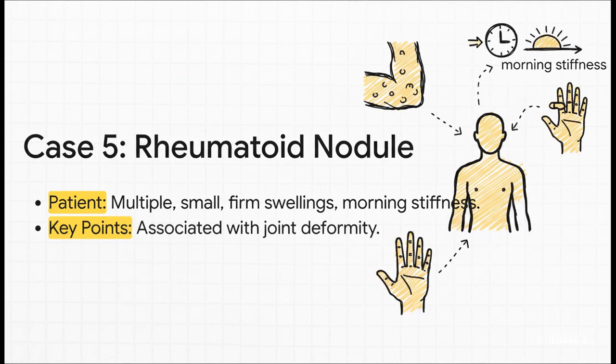And finally, our 5th case. For this one, you need to zoom out a bit and look at the bigger picture. We have multiple, small, firm swellings, often over places like the elbow. But the clincher is the rest of the history. The patient complains of really significant morning stiffness that lasts for over an hour, and you can see other joints are deformed. See? This isn't just an isolated swelling. It's a sign of a body-wide inflammatory disease, and the most likely culprit is rheumatoid arthritis.